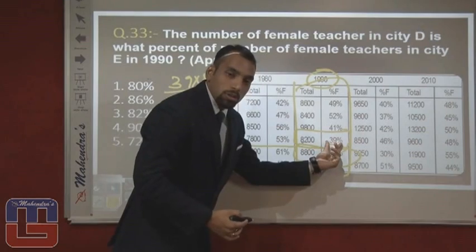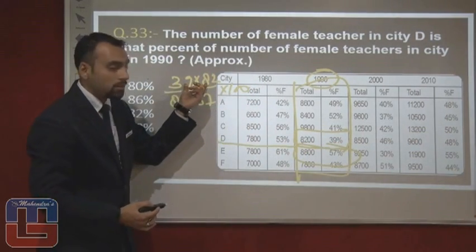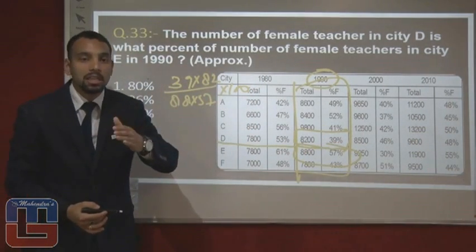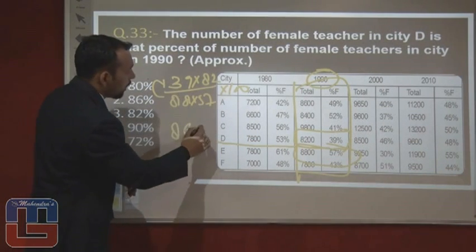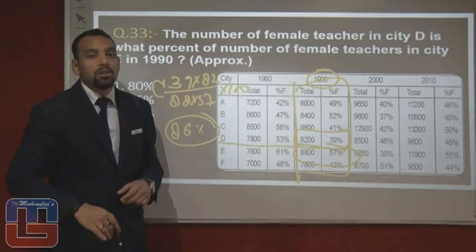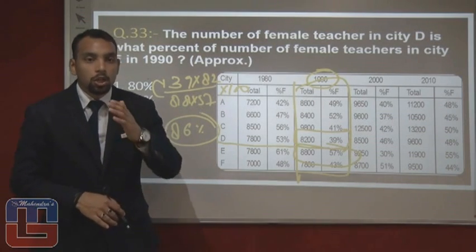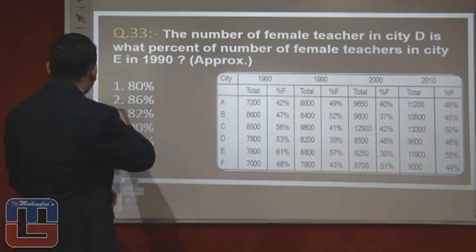8200, 38%. Here it is. And in city E, here it is. If you solve this data, you will get 86% as the right answer. Now move to our next question.